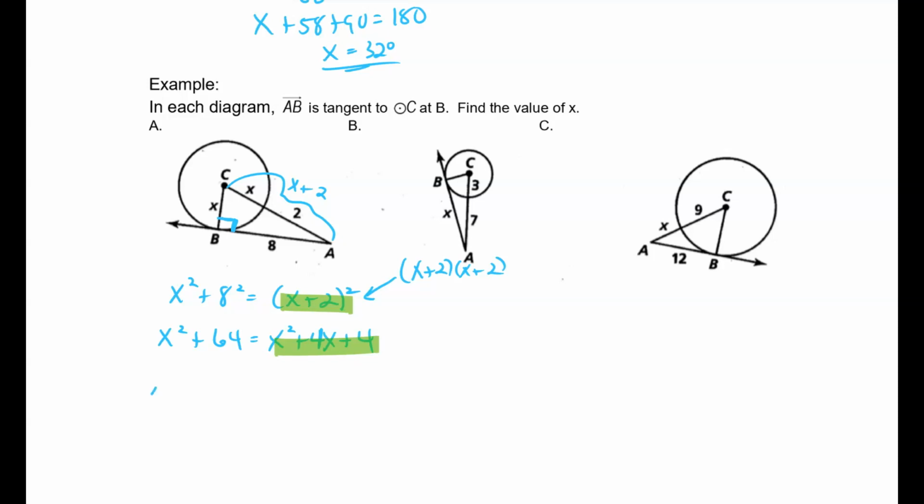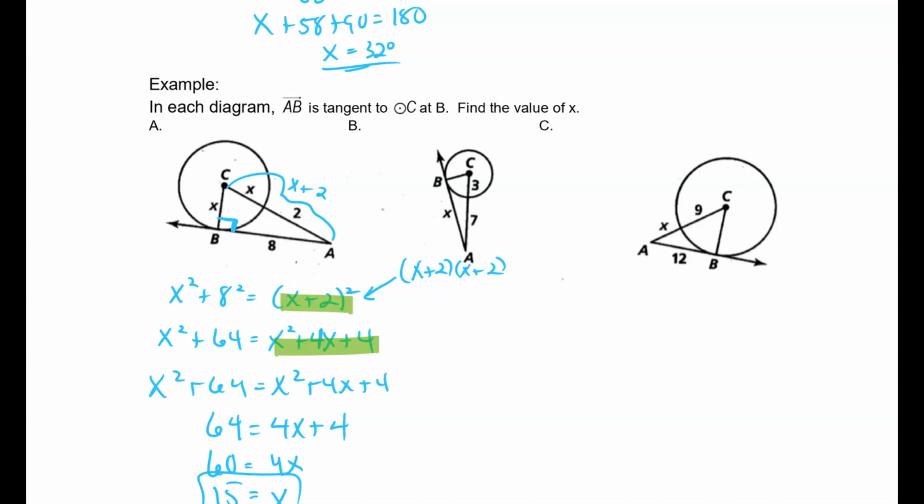So we get here x squared plus 64. I'm going to rewrite that, x squared plus 4x plus 4. And then we're going to solve for it. So what do we have to do? Well, we're going to subtract x squared from both sides. It's a quadratic, so we think, oh, probably have to factor. But once you do that, you end up getting 64 is equal to 4x plus 4. Subtract 4 from both sides. You get 4x. x in this case is going to be 15.